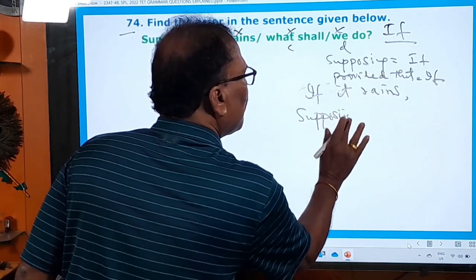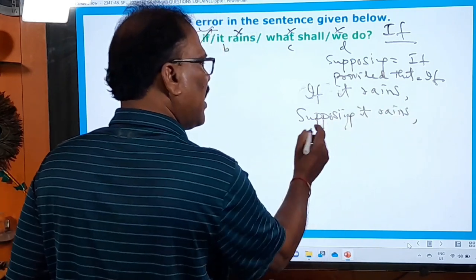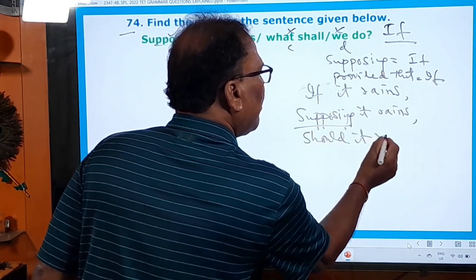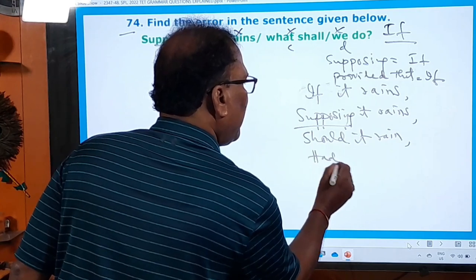Supposing it rains, is this correct? With should also, inversion: should it rain? Yes. Had it rained?